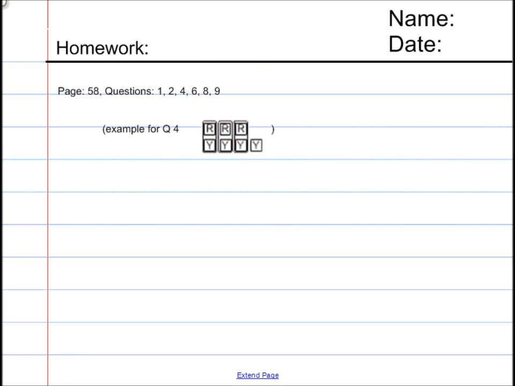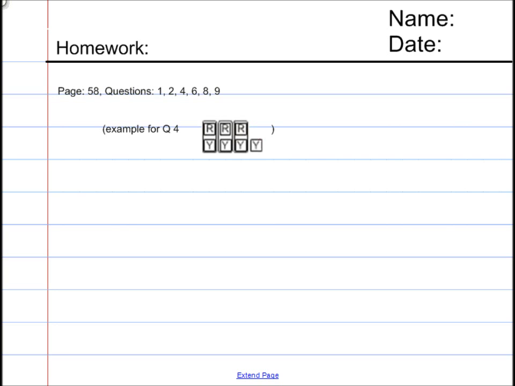I think you're ready for your homework now. I hope you are. Homework today is on page 58 of the textbook. Your questions are 1, 2, 4, 6, 8, and 9. Question 4, it's a little bit interesting in the wording, so I gave you an example here. Question 4 says, add, sketch colored tiles to show how you did it. So it gives you the written version of it. You just have to sketch them.